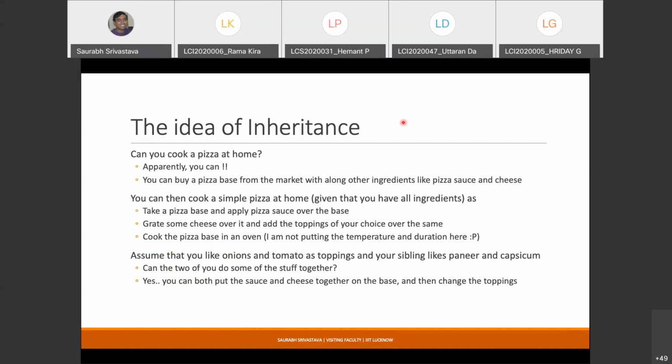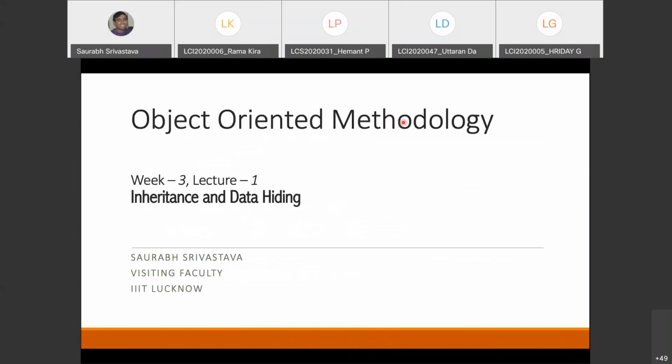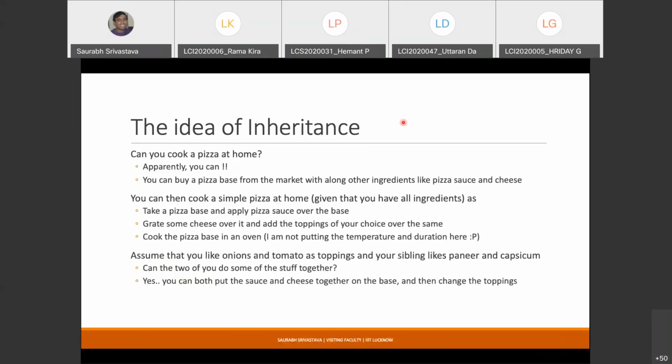So this lecture is about inheritance and data hiding. There are certain concepts related to object oriented programming. Inheritance is probably the most important concept. There are some other concepts like abstraction and polymorphism, but I guess inheritance in some ways is probably the most important concept related to object-oriented programming.